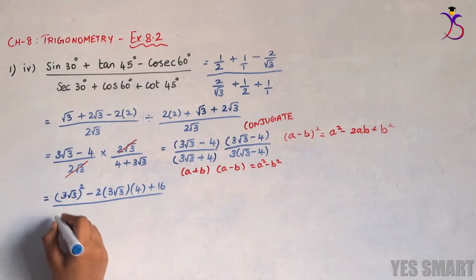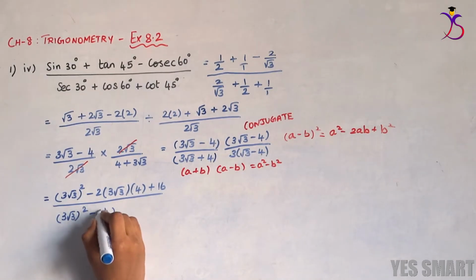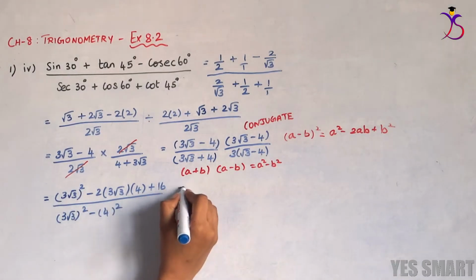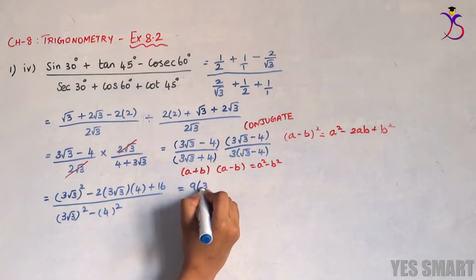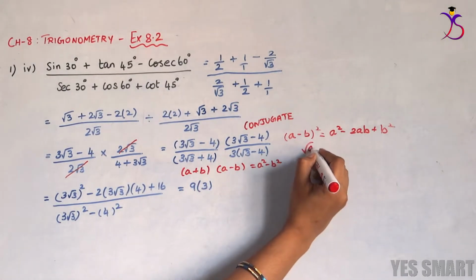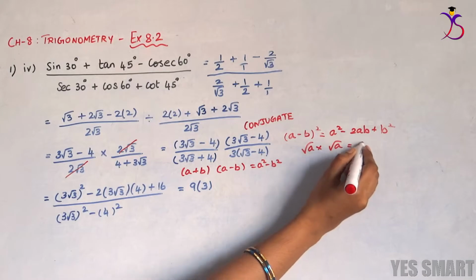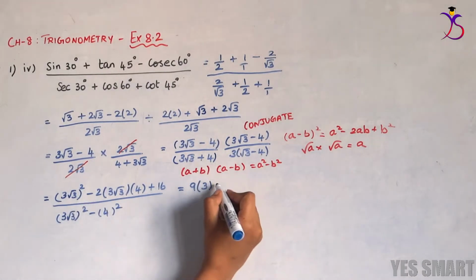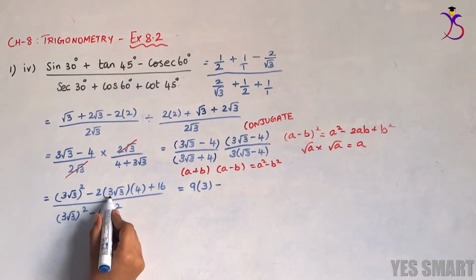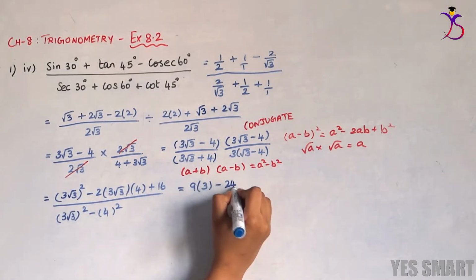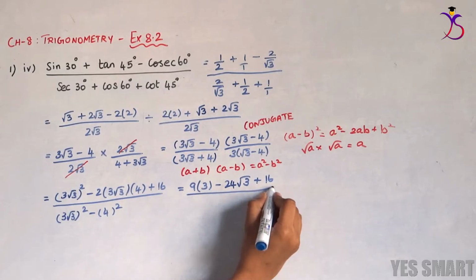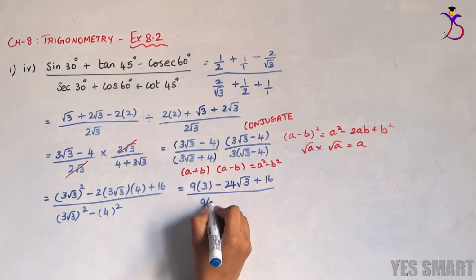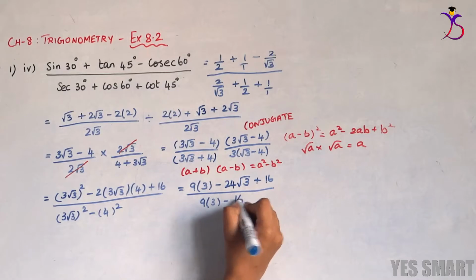a square minus b square is (3 root 3) square minus 4 square. On solving this, 3 3s are 9, root 3 into root 3 is 3, because we already knew that root a into root a is a. Minus 2 3s are 6, 6 4s are 24, 24 root 3 plus 16, by 3 3s are 9, root 3 into root 3 is 3 minus 4 4s are 16.